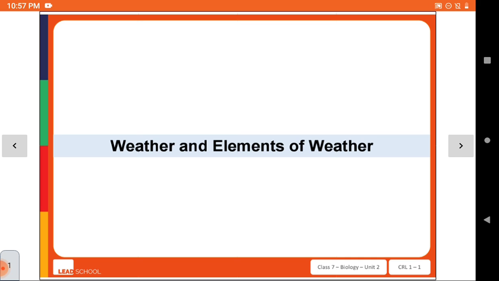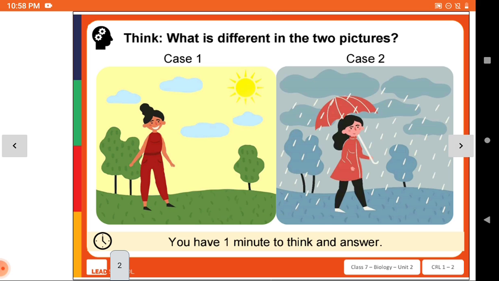Today we're going to start our new chapter, which is weather and elements of weather. So first of all, you have a minute. I am going to share a slide, case 1 and case 2.